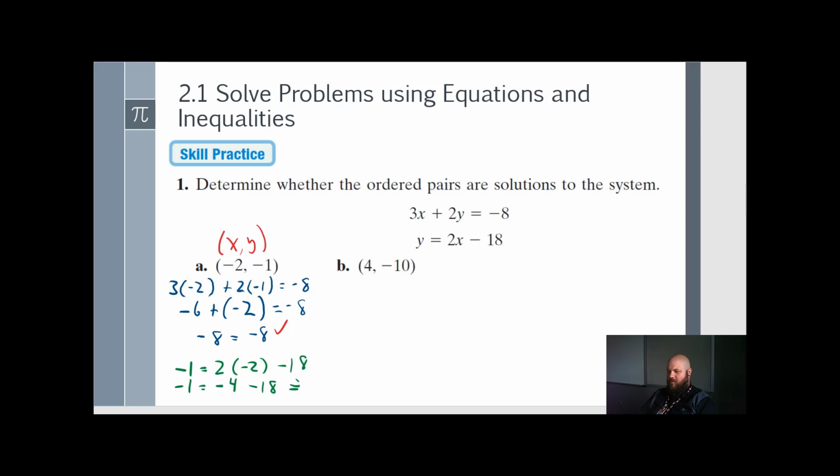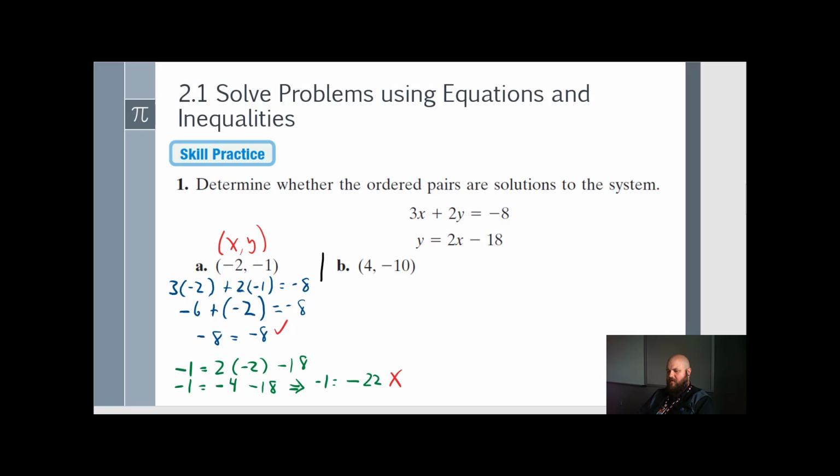Alright, I shall put a little therefore arrow right here. So therefore we have negative 1 equals negative 4 minus 18. Since they're both the same sign, we know we're still going to have a negative value, and we're going to add those two values together. So that should give us 18 plus 4 gives 22. So does negative 1 equal negative 22? No. So it's a no-go for those guys, all right?